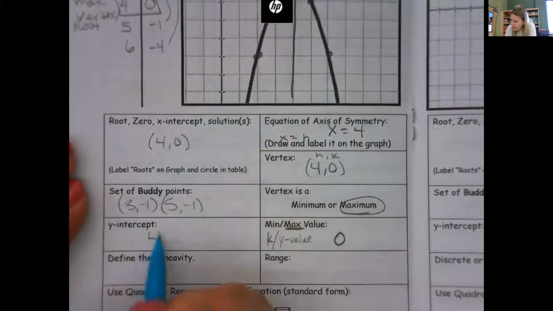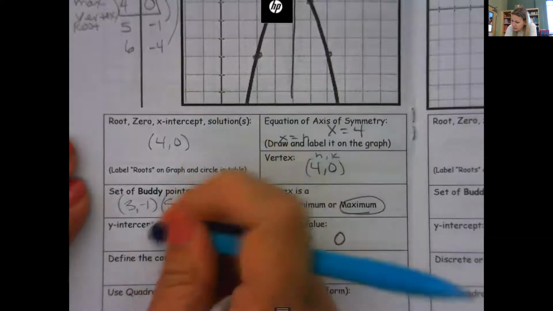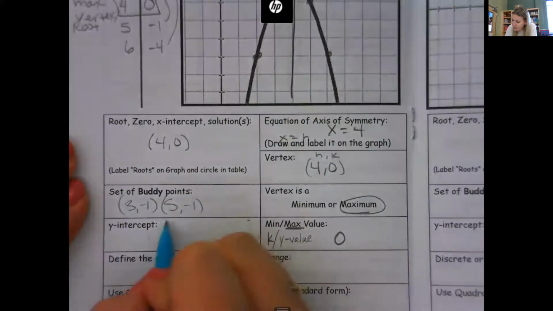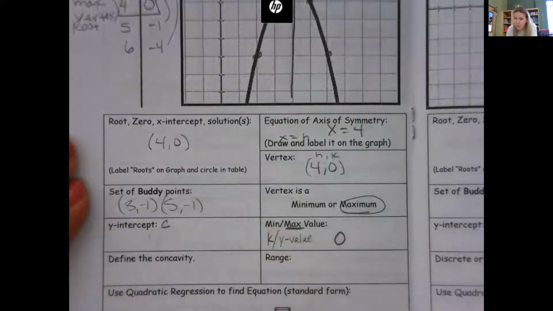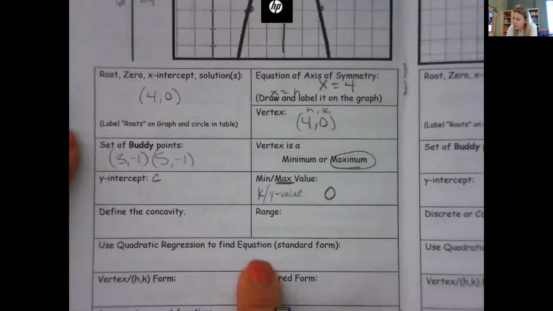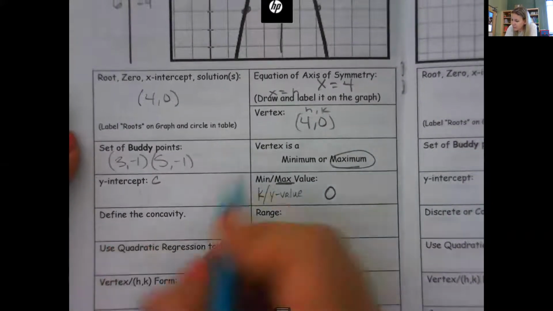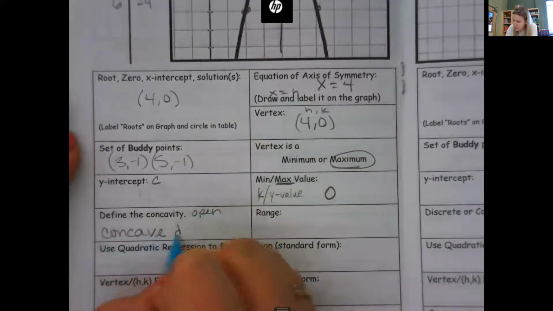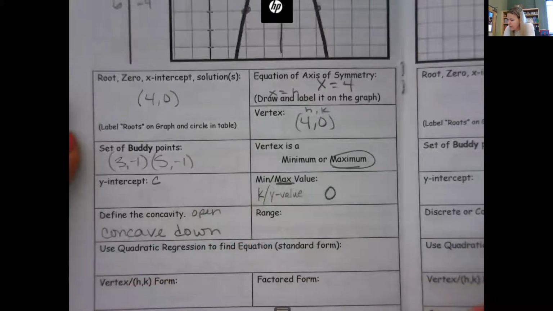Our y-intercept was, sorry, that was an x-intercept. We don't know the y-intercept yet, but we're going to talk about that. Remember, this is always your c from your equation. So maybe when we get down here, we can do that. Concavity is, how does it open? It opens down. So concave down.